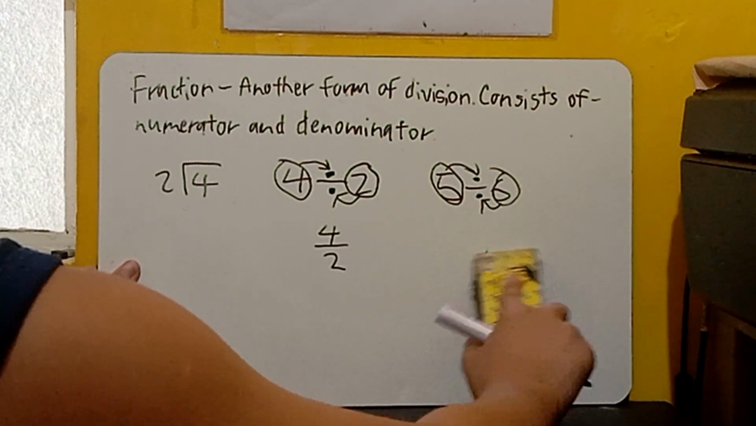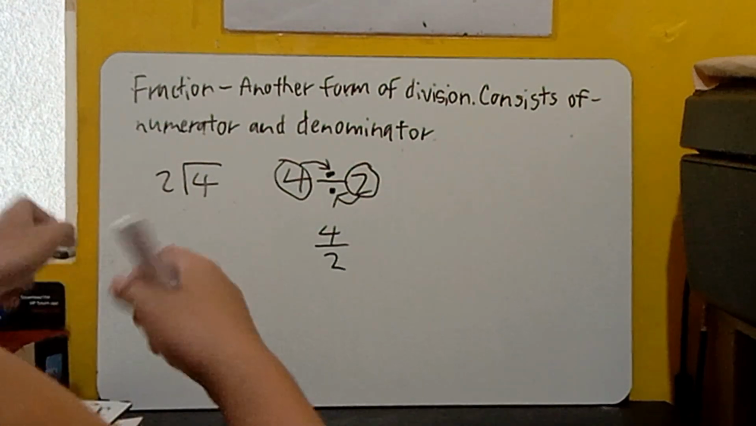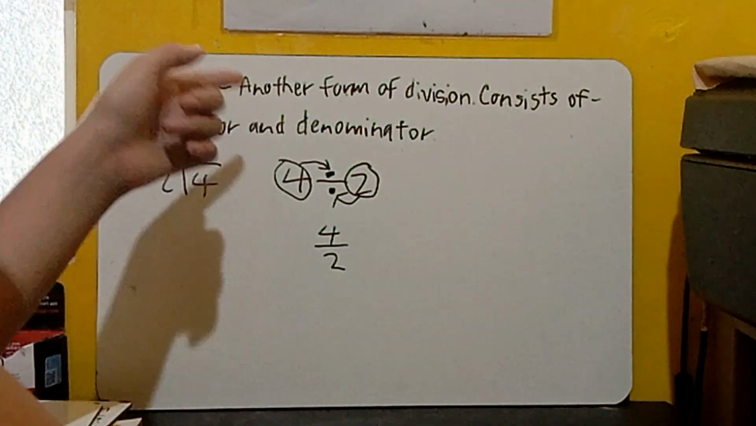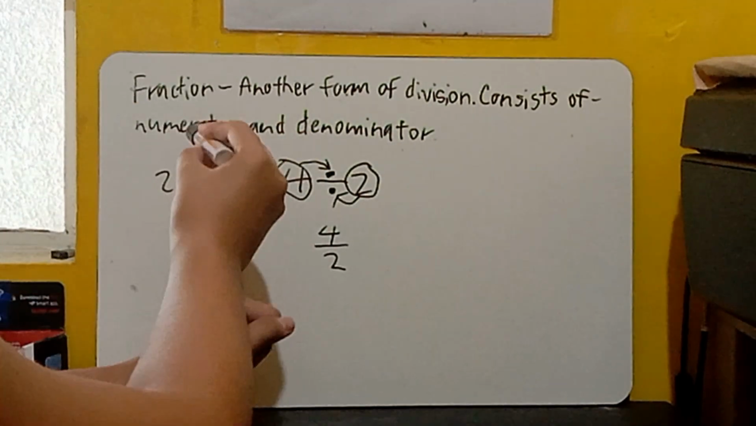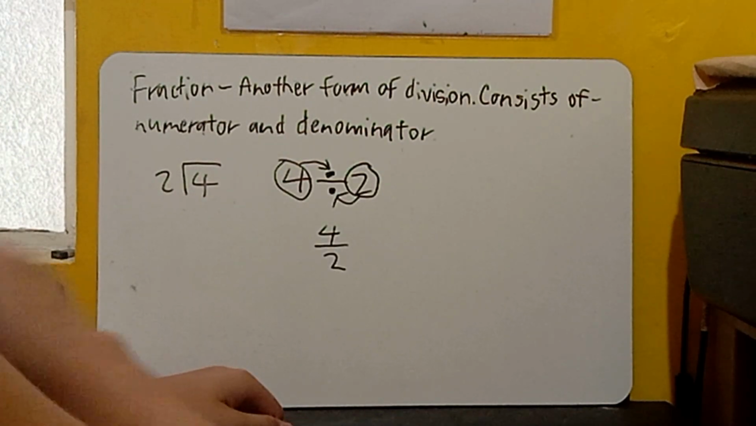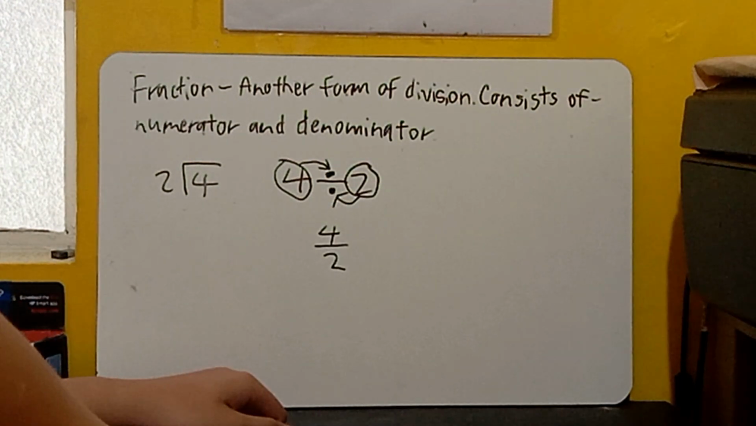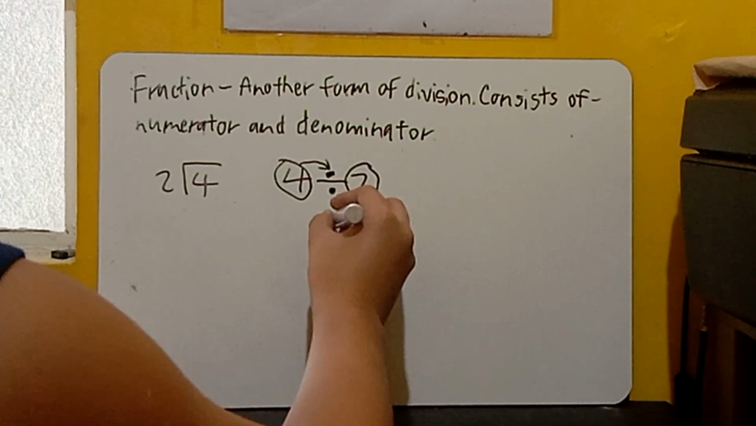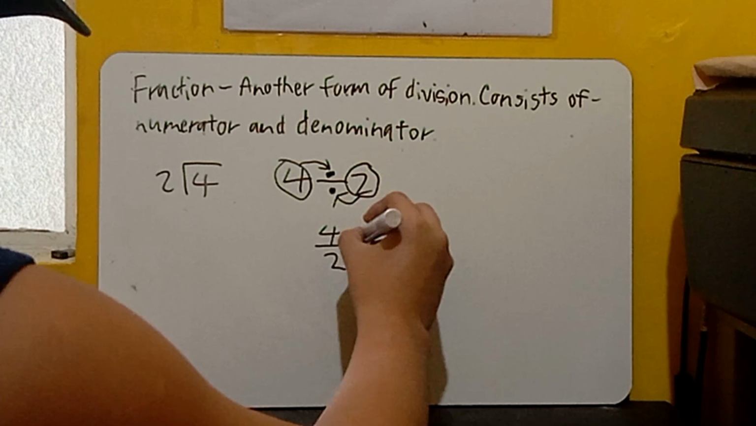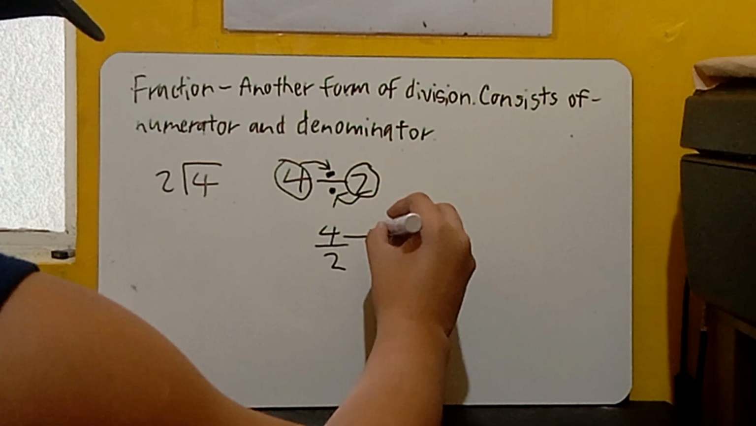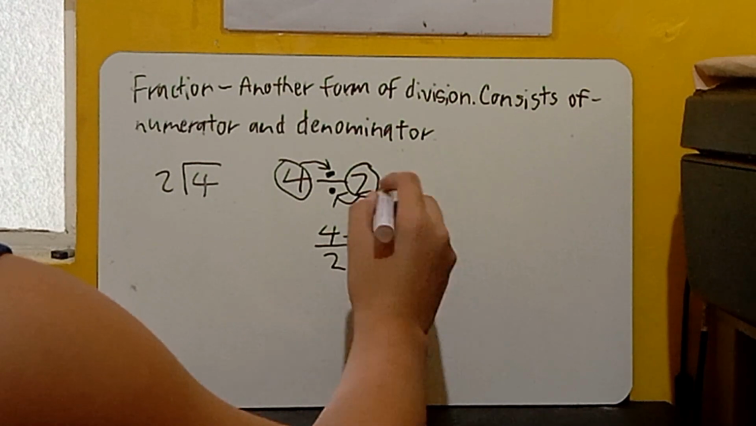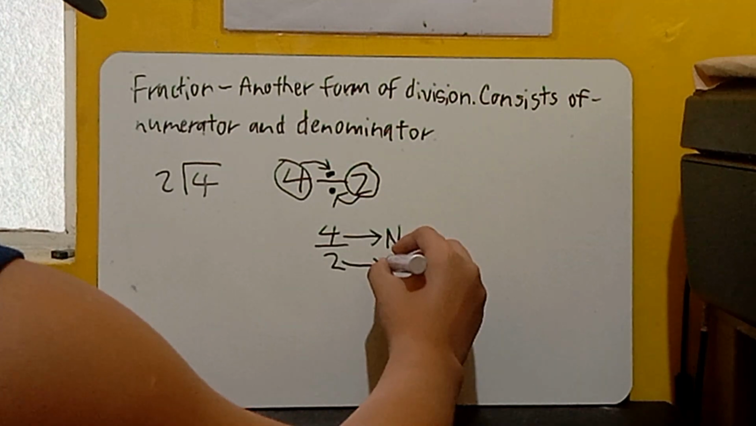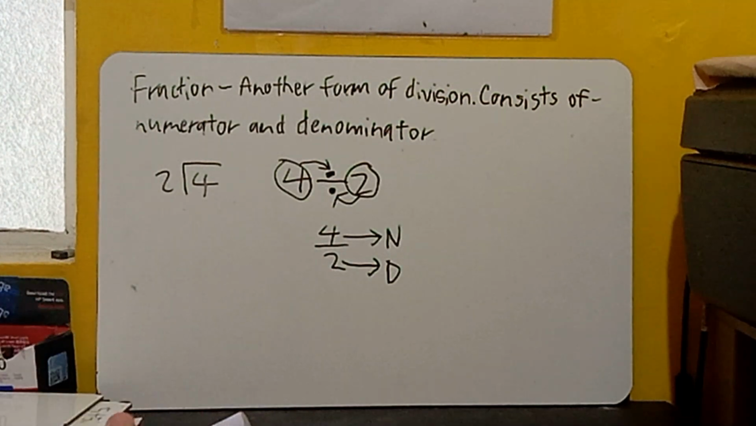Now, if we read this again, fractions are another form of division. Consists of numerator and denominator. So what's a numerator and a denominator? Well, right here we have 4 halves, right? This 4 right here is the numerator. I just write it as n because the word is long, and the 2 is the denominator.